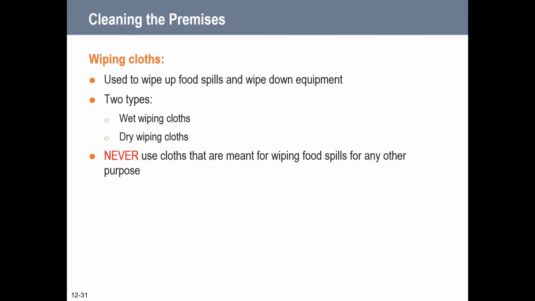When we're cleaning, we can use wiping cloths. Wiping cloths are used to pick up food spills and wipe down equipment. We have two types: wet wiping cloths and dry wiping cloths. Make sure that we don't use cloths that are meant for wiping food spills for any other purpose. So if it's meant to clean up a food spill, don't use that cloth for something else.